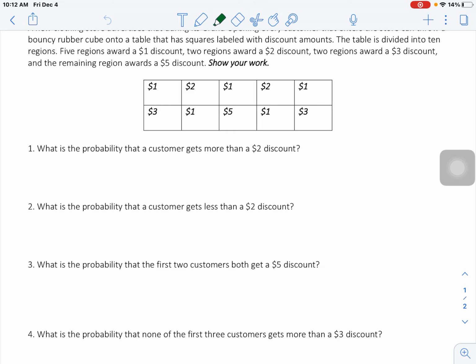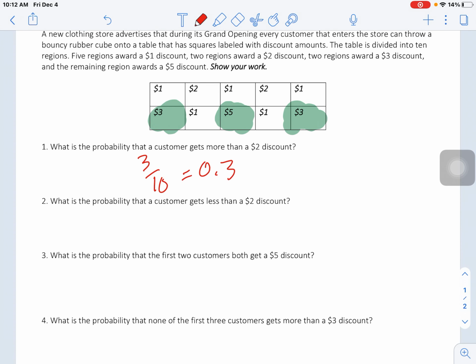So if I just look at the boxes, there's only 3 of these that are more than $2. So this is just 3 out of a possible 10. So there is my probability that we're looking for.